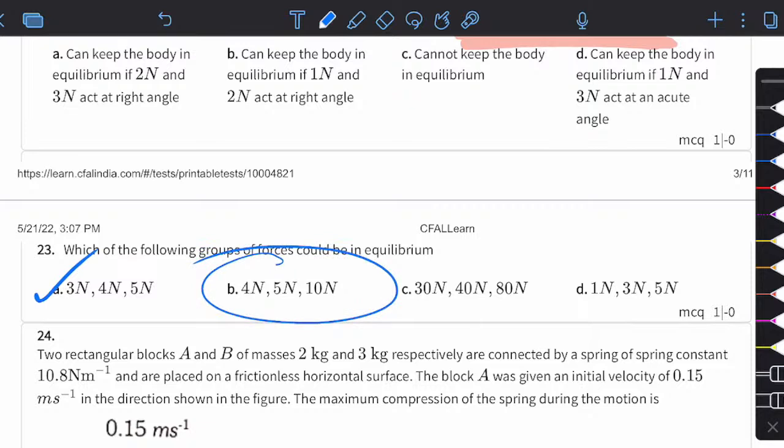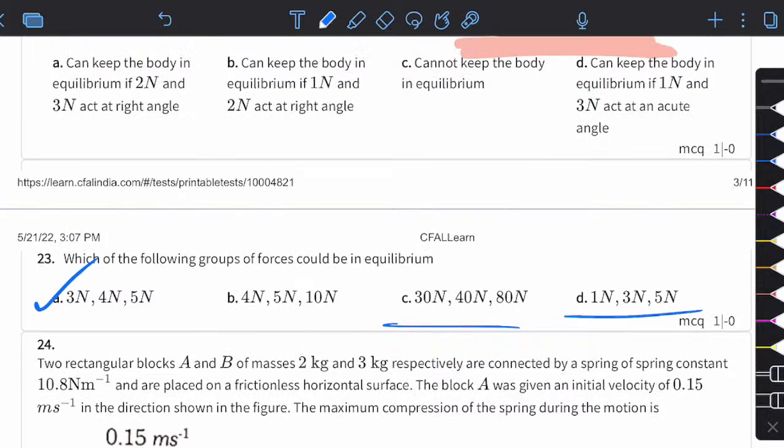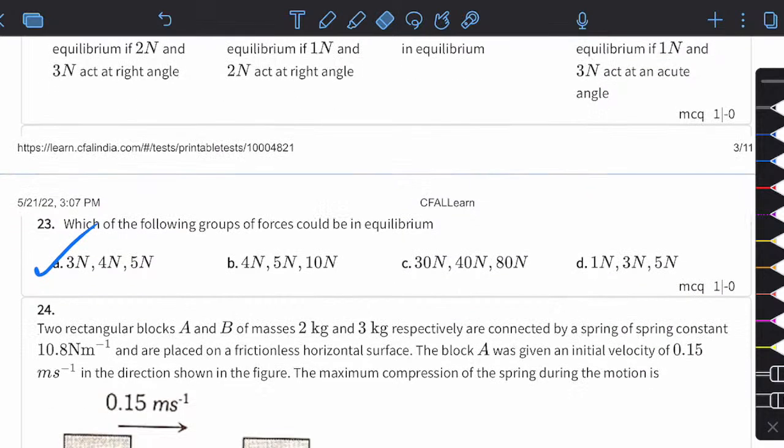Look at this. If I add the first two, 4 plus 5, it's 9, which is less than 10. Right? That cannot happen, it violates the triangle rule. And here also 30 plus 40 is 70, less than 80. That violates the triangle rule. This one also, 1 plus 3 is 4, which is less than 5. So the triangle rule is not valid here. So A is the correct answer.